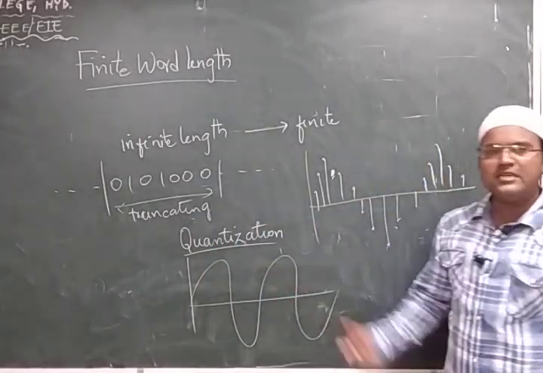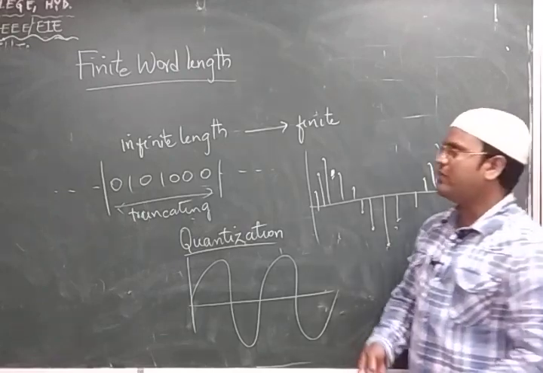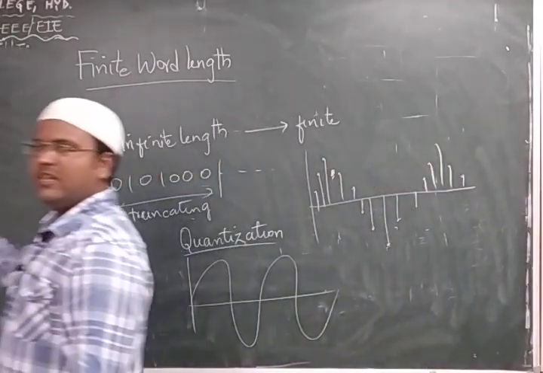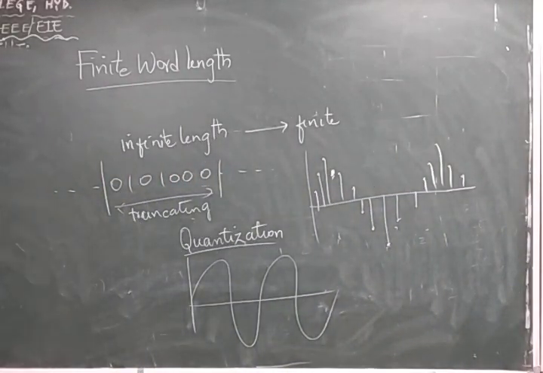So this quantization we will get in three forms. What are the three forms? In finite word length, the basic concept is that digital signal processing algorithms are used to realize the functions with special purpose digital hardware or programmable hardware. In both cases, it is going to take the coefficients and store them into registers.